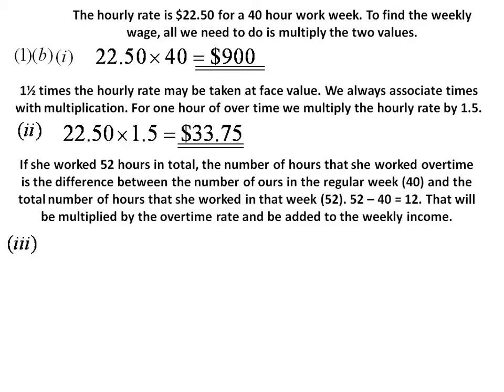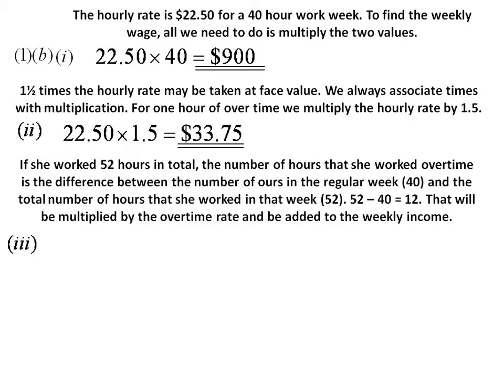So we need to separate the regular time from the overtime, and we have 40 hours for regular time, so the overtime will be the difference between the regular hours and the total number of hours. 52 is the number of hours that she worked, and 40 is the number of regular hours. The difference between that will be the overtime hours. So 52 minus 40 is equal to 12. So that will be the number of hours that she worked overtime.